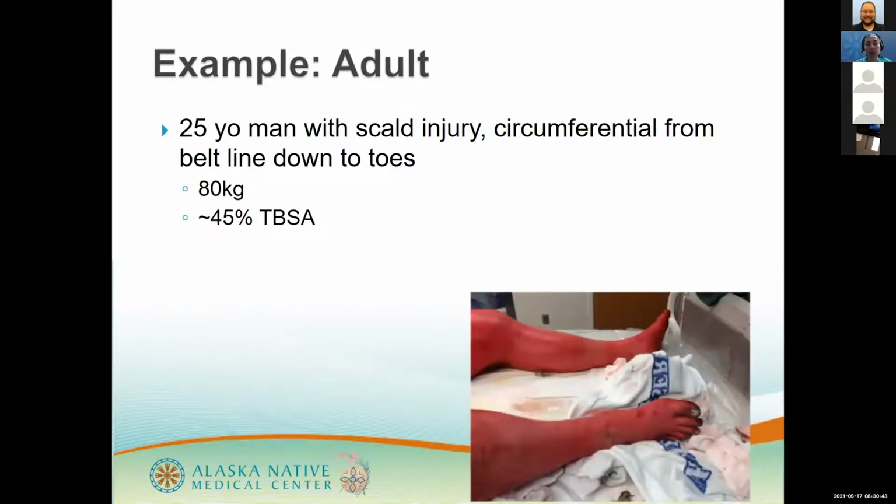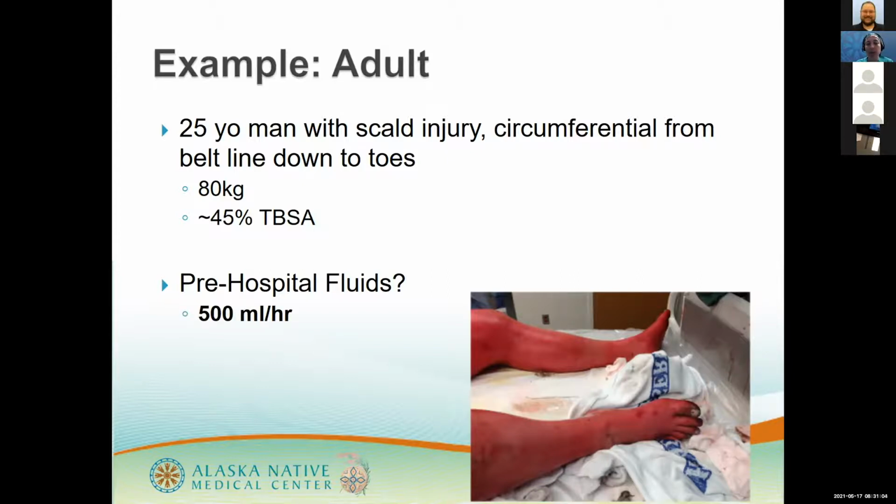So here's a couple of examples. Here's an adult example. This is a 25-year-old man with a scald injury, circumferential from the belt line down to the toes. He's 80 kilograms, and we have an estimate of 45% TBSA. So pre-hospital fluids, he's an adult, he's got a big burn. So I'm going to start 500 cc's an hour.